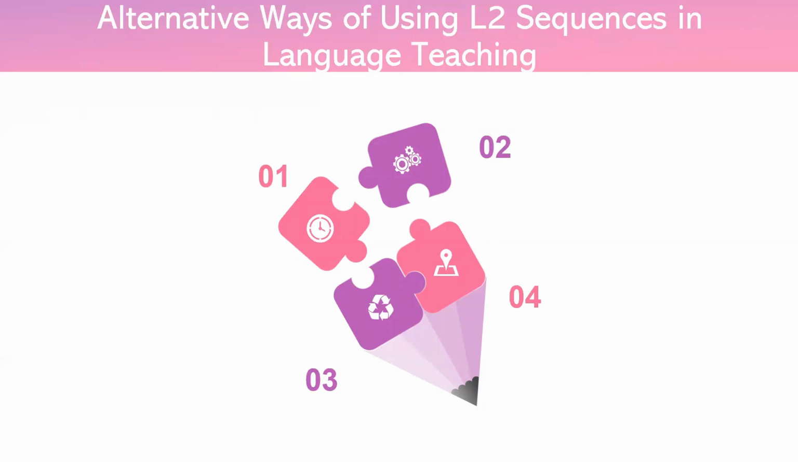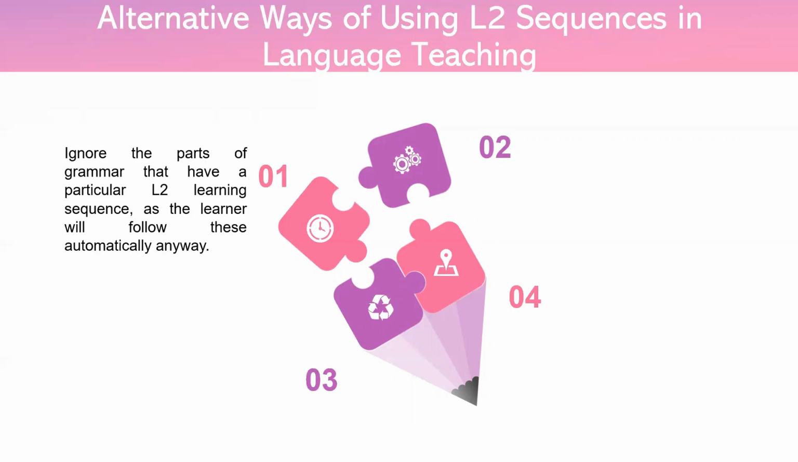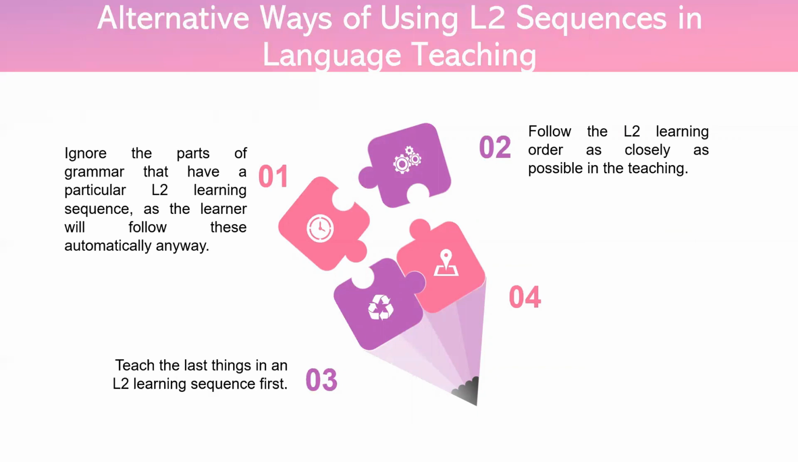That's why alternative ways of using L2 sequences in language teaching are given. You can ignore the parts of grammar that have a particular L2 learning sequence as the learner will follow these automatically anyway. Follow the L2 learning order as closely as possible in the teaching. Teach last things in an L2 learning sequence first, and ignore grammar altogether.